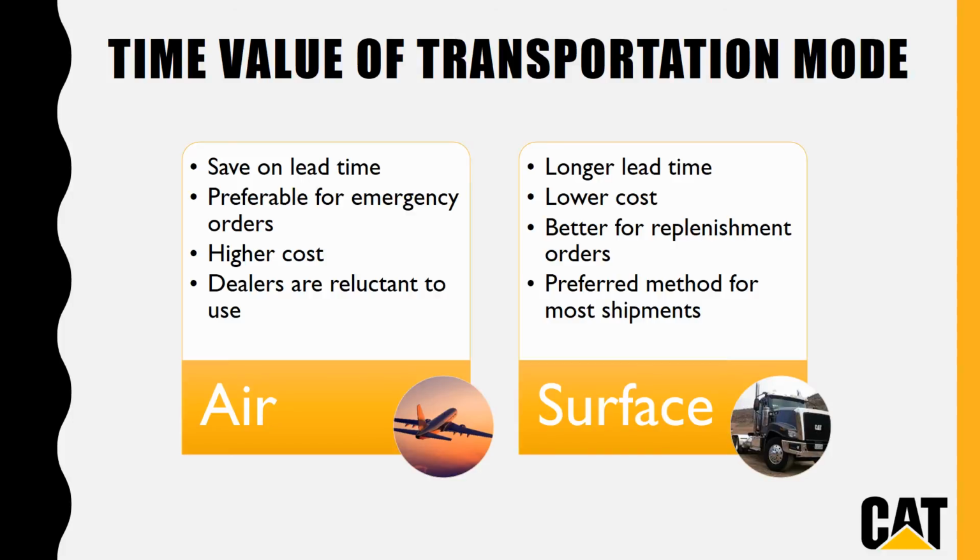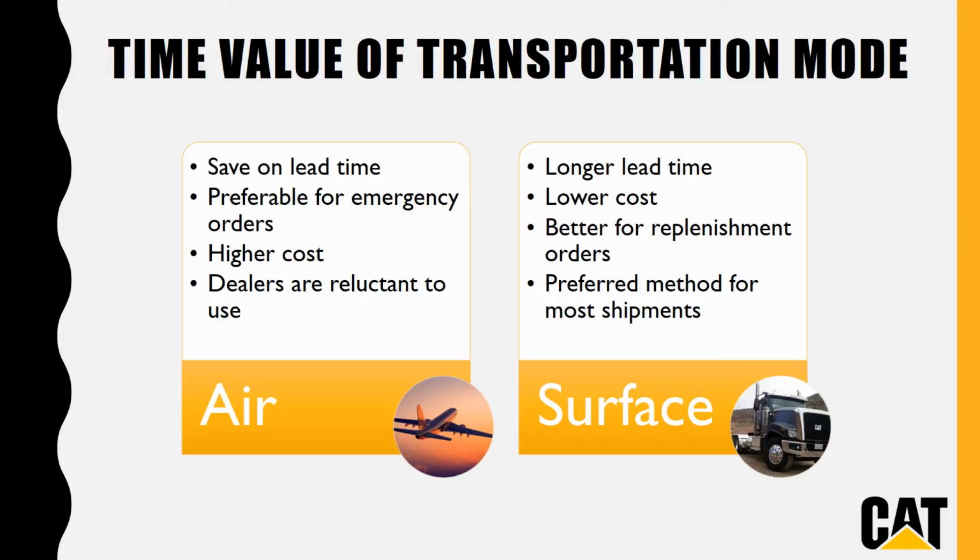When using this model, it's important to note the time value of each transportation mode. The two options, air and surface, offer different advantages. When compared, air is the ideal method when the criticality of the product is high and when a shorter lead time is essential. This is the preferable method for emergency orders as lead time can be significantly reduced and air shipments can take a direct route to the destination. However, dealers are reluctant to use this method because the reduced lead time comes with an increase in costs.